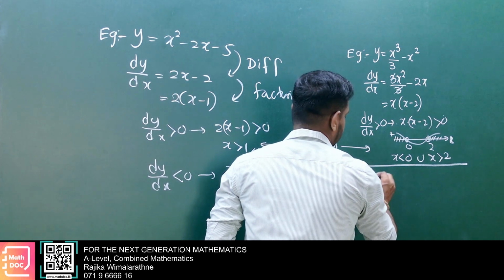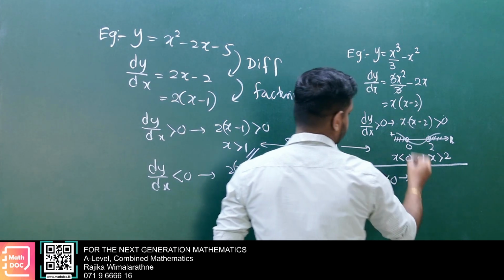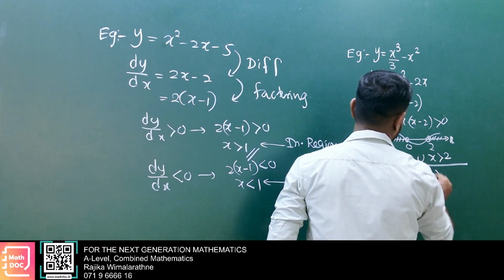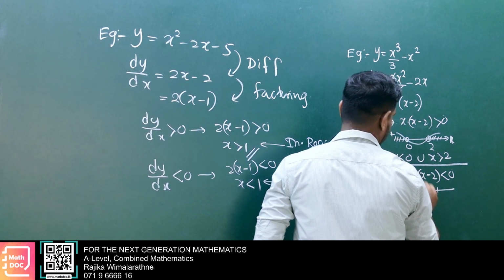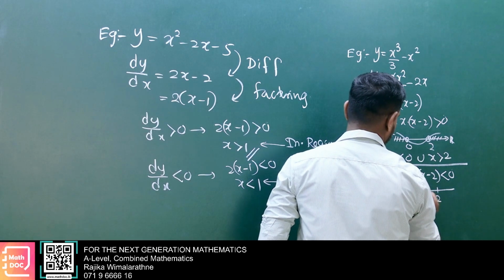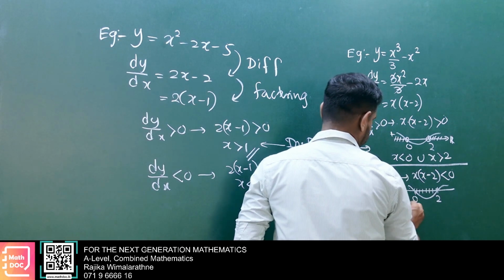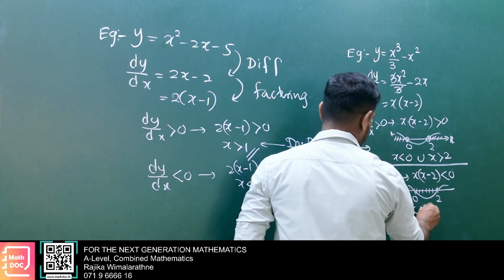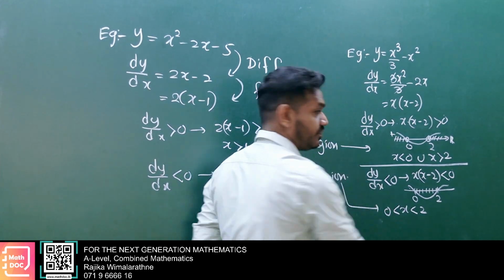Then dy by dx less than 0, negative region: x(x minus 2) less than 0. Then here 0, here 2. Here negative region. Therefore, x in between 0 to 2. X in between 0 to 2, that is the decreasing region.